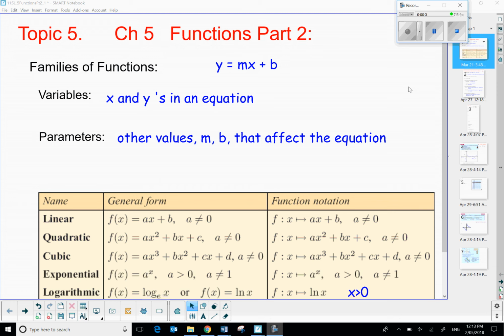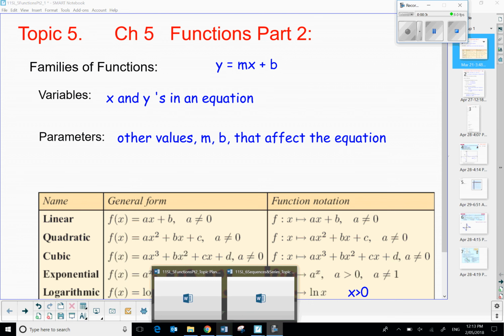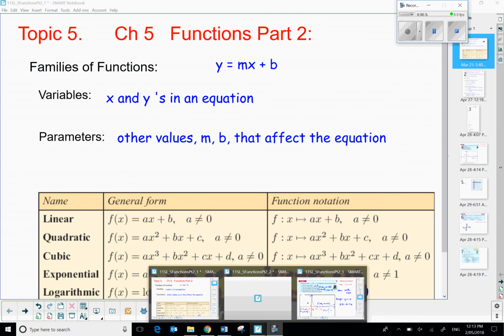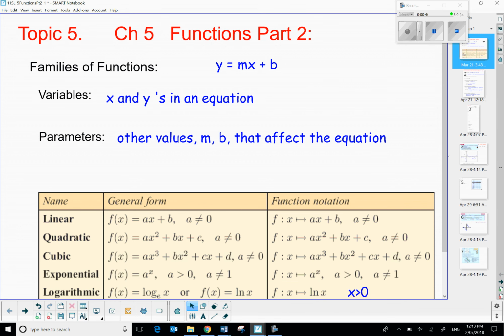In any function we're talking about the term variables. When we're talking about variables, we're talking about, in most cases, the x and y, or later when we're looking at movement, motion, we'll be looking at distance and time. So they're the two key variables that are being analysed.